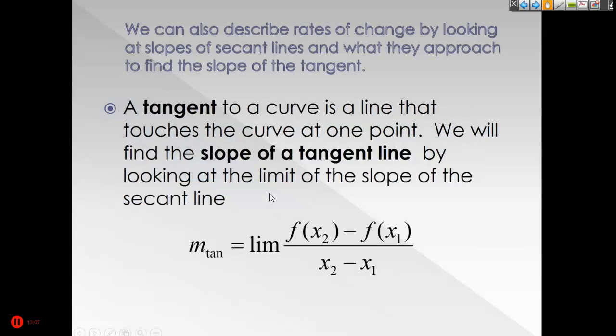The tangent is equivalent to the instantaneous rate of change. A tangent is the equivalent of the instantaneous rate of change. It is the limit of the slope of the secant.